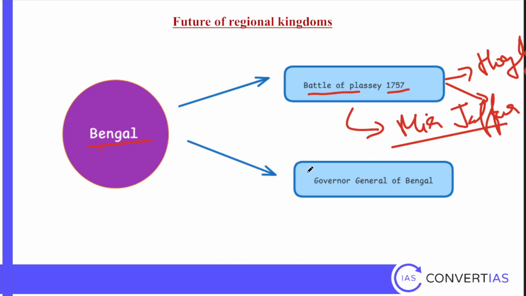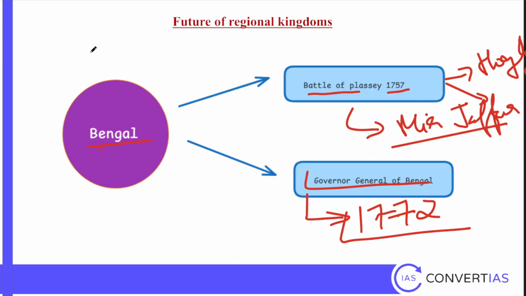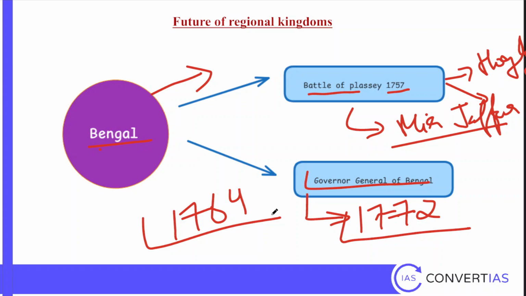Then you know that when we talk about the Governor General of Bengal, it all happens in Bengal. It was the power center of the British. In 1772, the Regulating Act will come. So everything is centered around Bengal. So this is what happened to the Bengal successor state. From 1757, they are starting to lose their power. In 1764, in the Battle of Buxar, it is complete. They give the Diwani and Nizamat rights to the British.